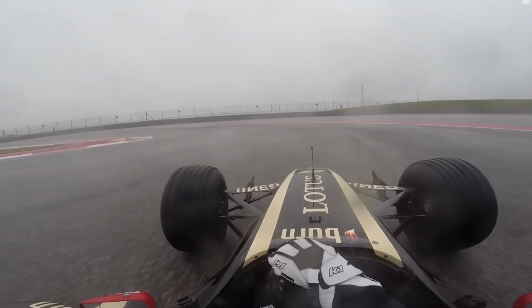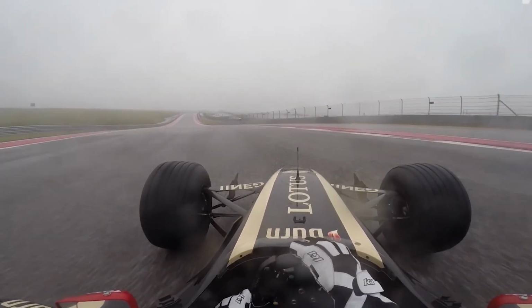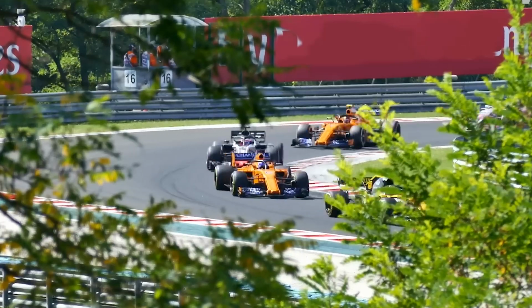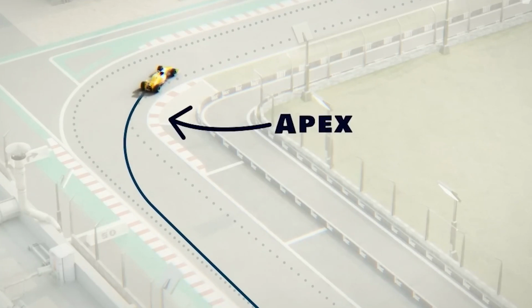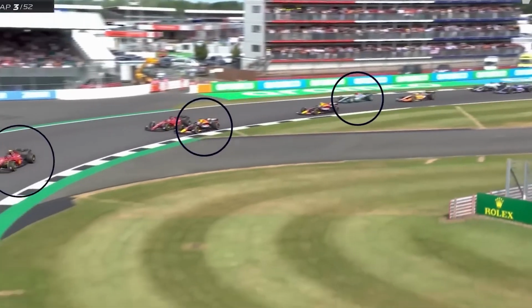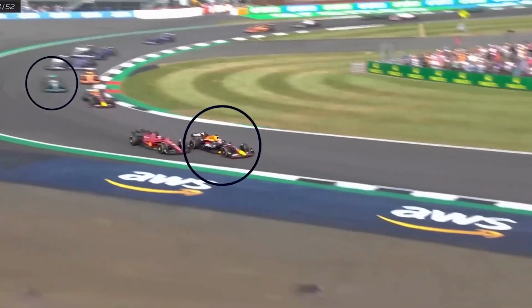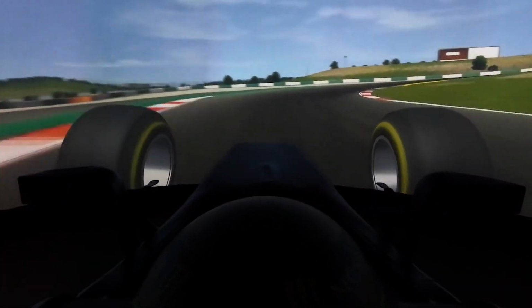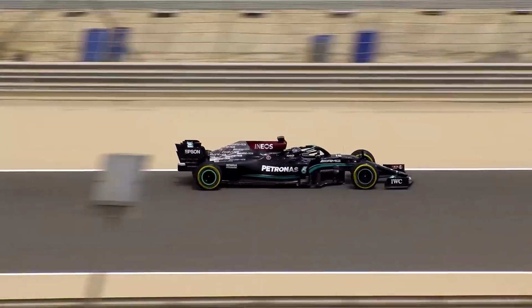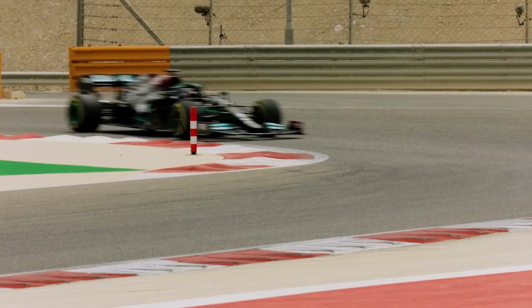Apex. Apex is the middle point of the inside line around a corner at which drivers aim their cars. Basically, it's just the corner inside of the corner that you have to hit, and you have to, let's say, shortcut the circuit as much as you can. Driving as close as possible to the apex, or hitting the apex, ensures the driver is taking the straightest possible line and maintaining the highest speed through a corner.